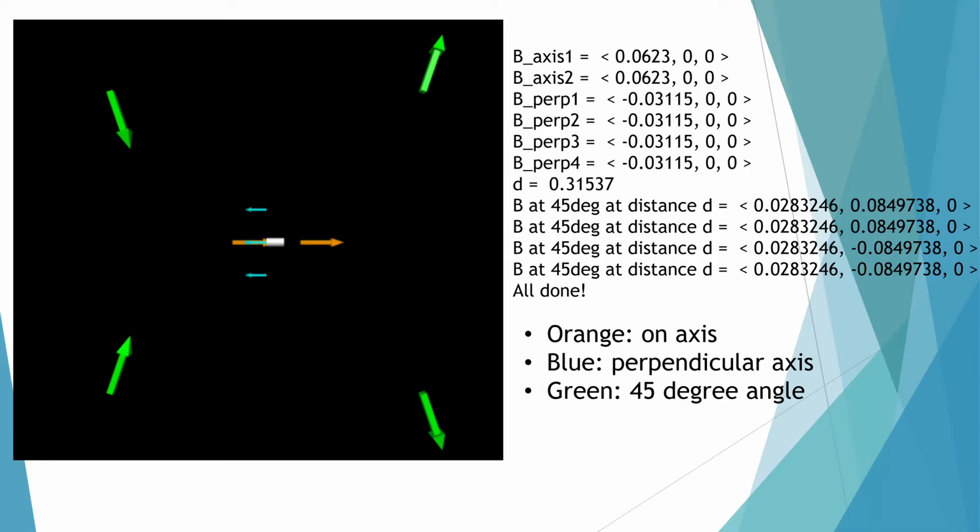This is what I ended up with for my final representation. At the top we have the magnetic field on the axis, on the perpendicular axis, and then at a 45-degree angle, a distance d away, which is 0.31537. The orange represents the on-axis, the blue is the perpendicular, and the green is the 45-degree angle, all at these different observation locations.